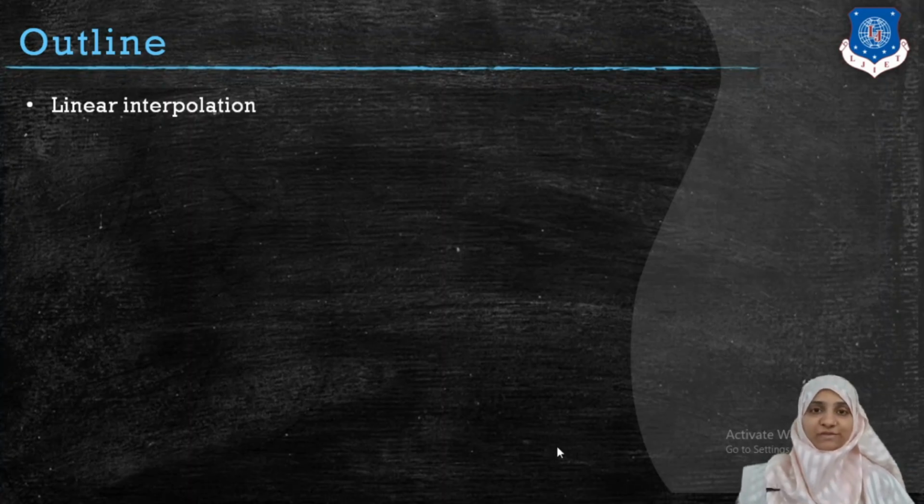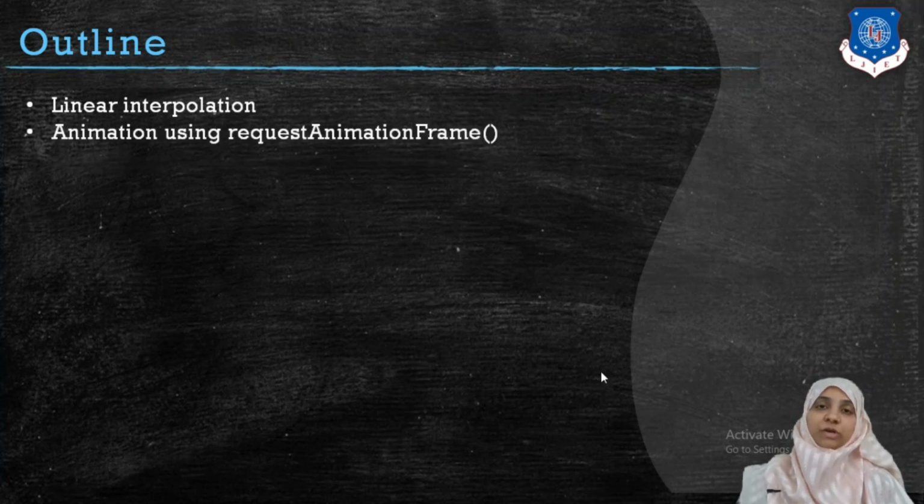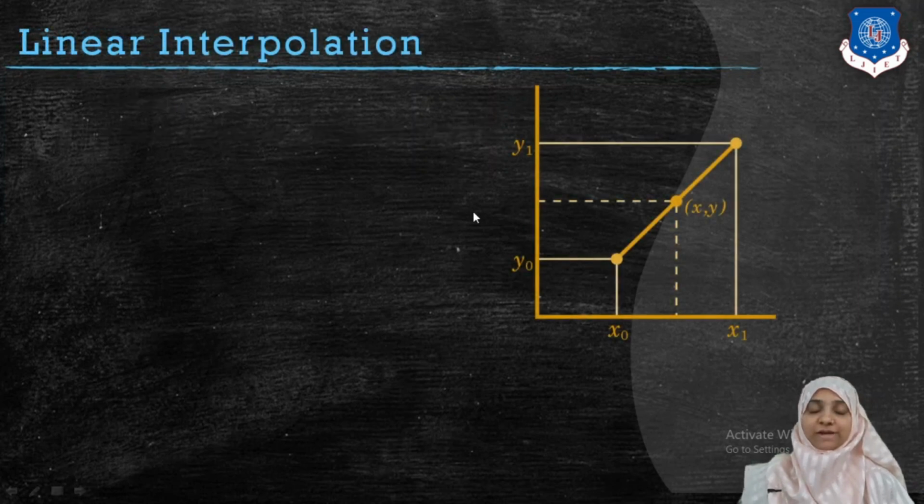Hi, in today's video we are going to cover interpolation and animation of basic canvas elements. We will see how interpolation is used to perform an animation. Also, we will see a method that is used for an animation, that is requestAnimationFrame. So let us start with linear interpolation.